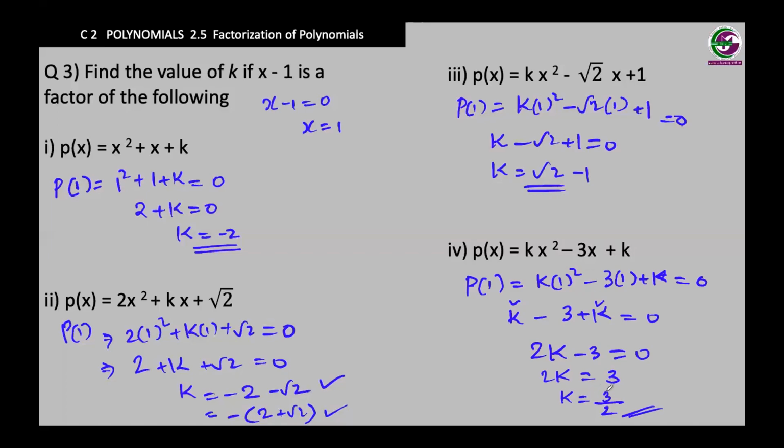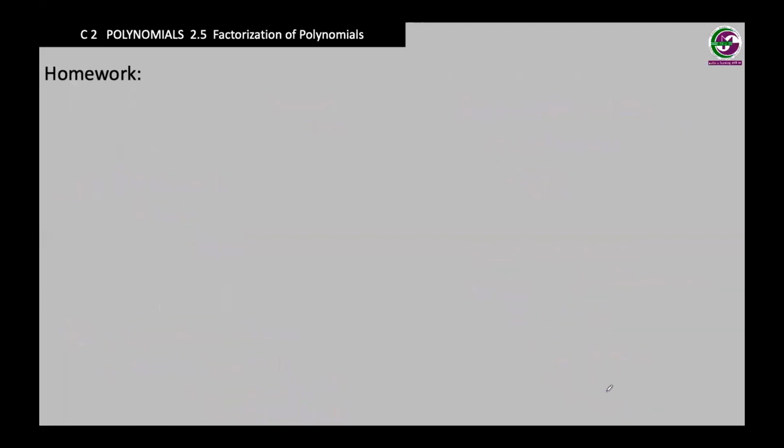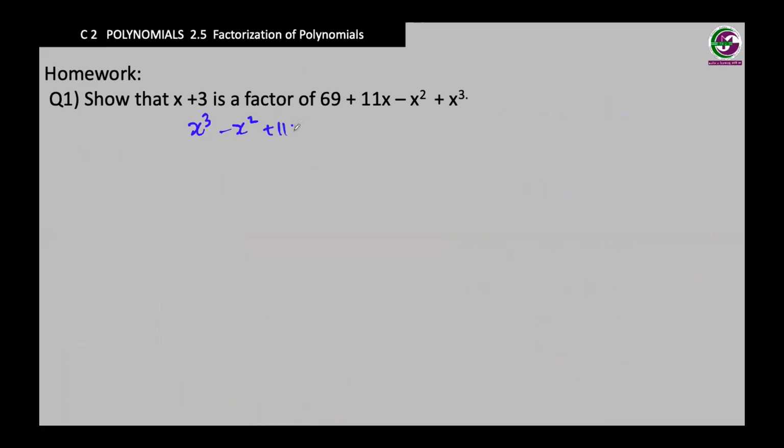Excellent. So I hope the exercise today was perfect and clear. Moving on to the homework. Show that this is the factor of this given polynomial. See, have you noticed this is not in the standard form? So the first step is you can rewrite them in the standard form. What is the standard form? x cubed minus x squared plus 11x plus 69.